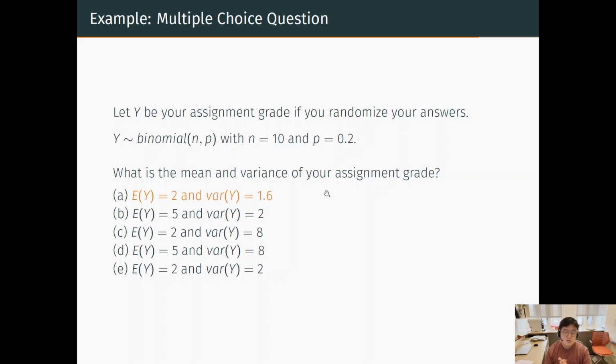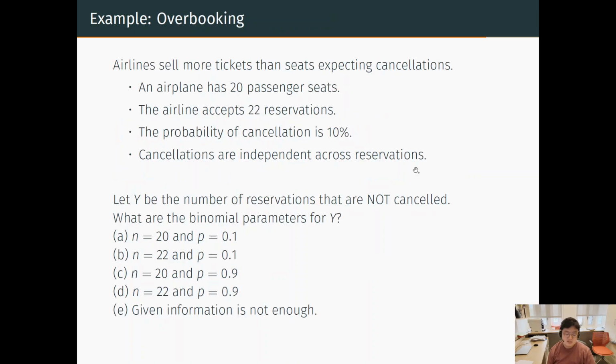Okay, now I'm going to show you two more examples, two more applications of the binomial distribution. So the first one is kind of a continuation of our previous example, reservation and overbooking. So let's think about this story. Airlines sell more tickets than seats available, expecting cancellations. We call that overbooking. It's a pretty common industry practice.